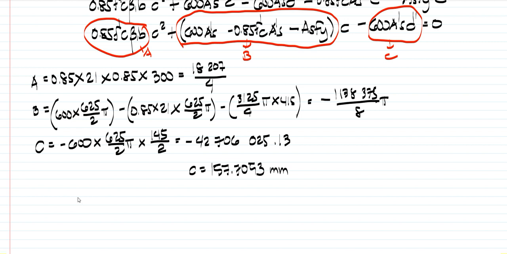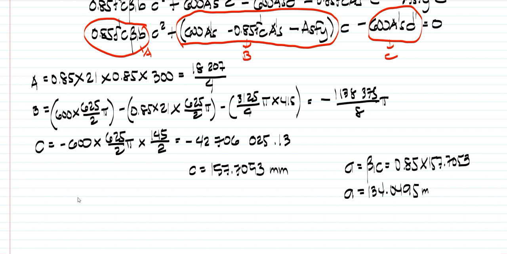Then, proceeding to get the depth of the compression block, we have a equal to beta 1 c. So, that is 0.85 times 157.7053. Our a will now be equivalent to 134.0495. This is in mm.